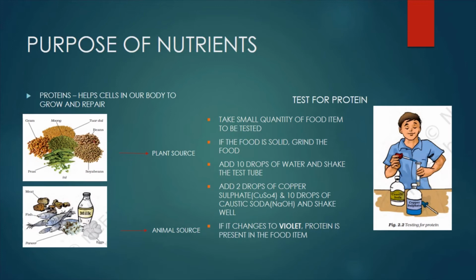Now, take the food item that needs to be tested. If the food item is solid, crush the food item and put it in a test tube. Add 10 drops of water and caustic soda and 2 drops of copper sulfate solution. Now shake the test tube and observe the color change. If the color changes to violet, then it indicates the presence of protein.